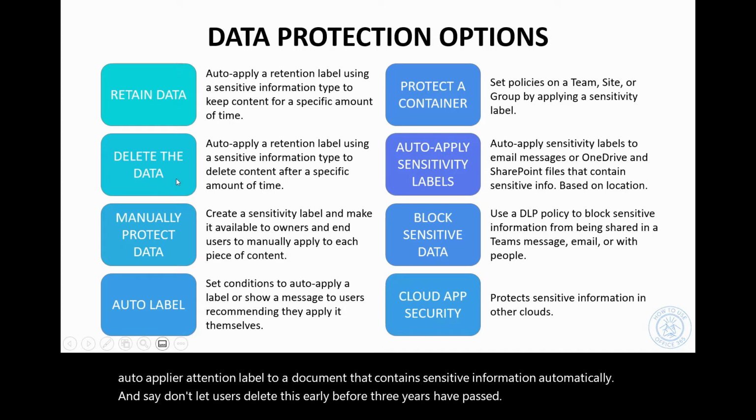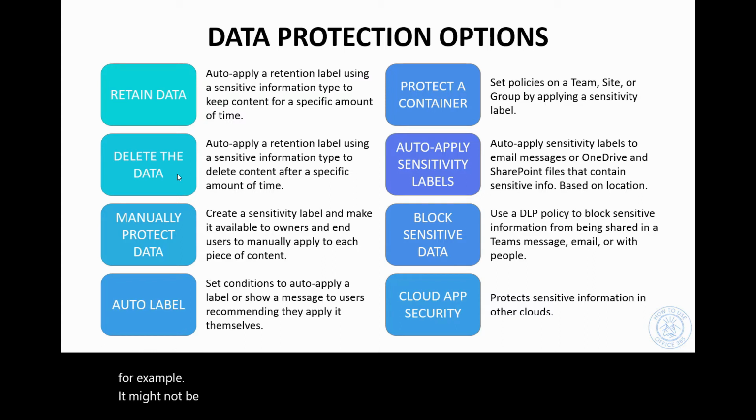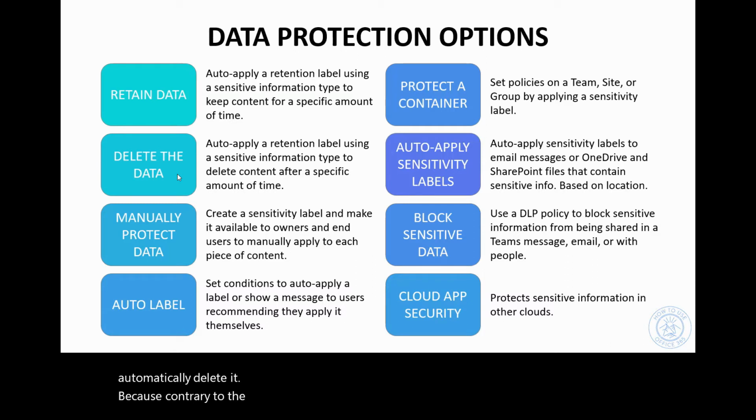Another thing people do is they might not want sensitive data in their Office 365 environment. For example, it might not be the right place to put an unencrypted and plain text social security number. So it might be better to use an auto-apply retention label to actually get rid of the data and automatically delete it. Because contrary to the name, retention policies can also be used to delete content.